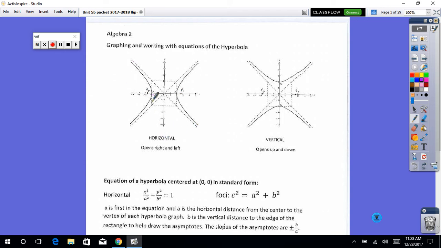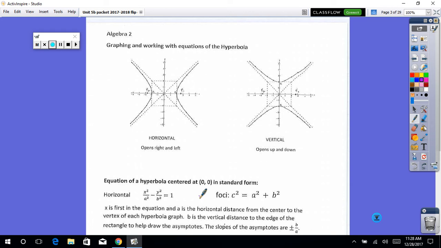Okay, again, a horizontal hyperbola is the same as a horizontal ellipse, meaning that it opens on the x-axis, where the horizontal ellipse was longer on the x-axis. And a vertical hyperbola opens on the y-axis, just like a vertical ellipse was long on the y-axis. So we have the hyperbola, and then of course our ellipse, that was the oval shape that we're all used to.